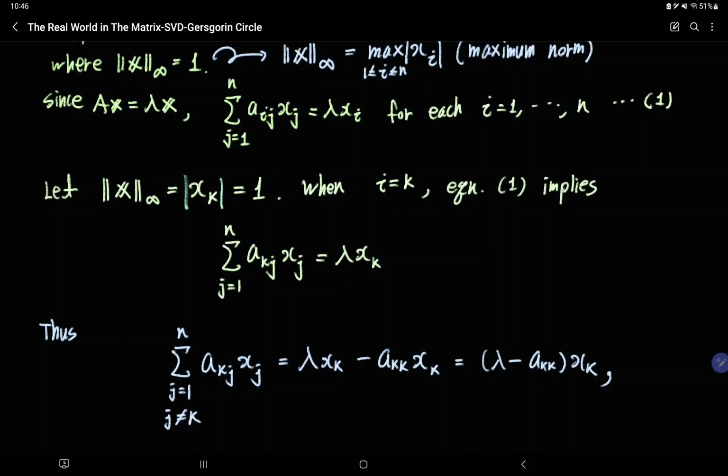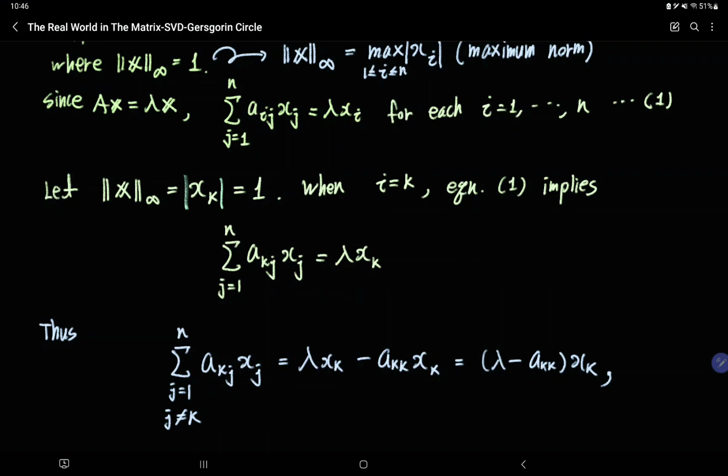Now let's say the maximum norm is actually xk. So it means that the absolute value of xk is the largest value out of x1 through xn. So there is one actually. Then when i equals k, in equation number 1, we apply k into i, and we get this equation. So when i equals k, that equation must be true.